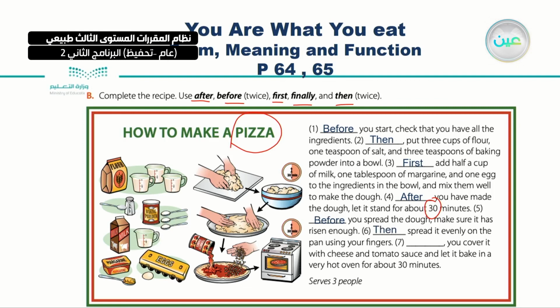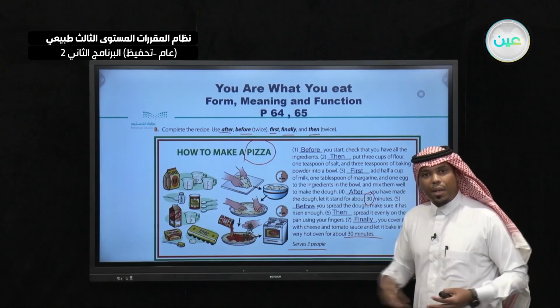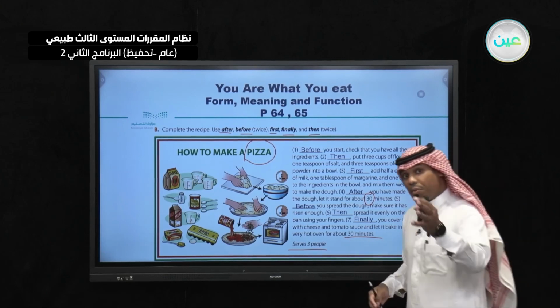Then before you spread the dough, make sure it has risen enough. Then spread it evenly on the pan using your fingers, just like this one here. Using your fingers. Finally, you cover it with cheese and tomato sauce and let it bake in a very hot oven for about 30 minutes. And this recipe could serve 3 people. So now you have a good recipe for making a pizza.